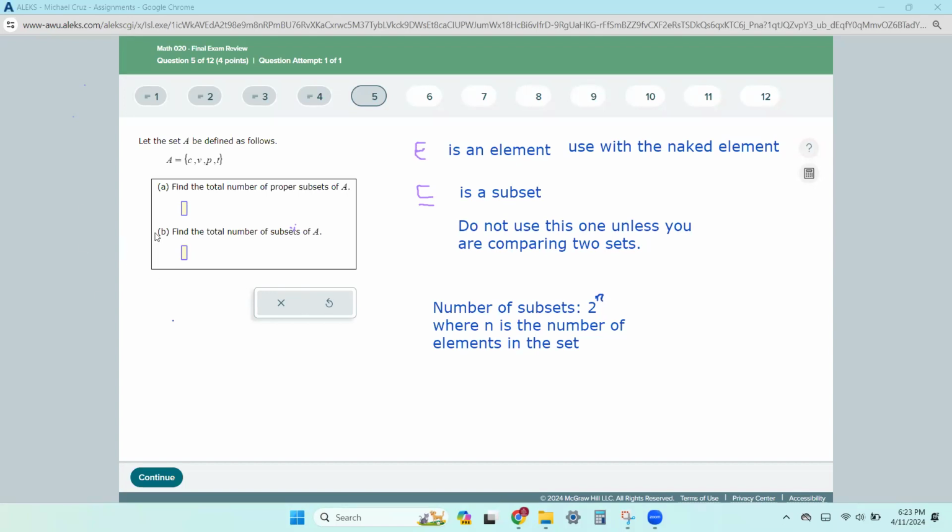Okay, so then for this one up here, A has got C, Y, P, and T in it. So the number of elements in A is equal to 4. So that's N. The fourth power. So 2 to the 4th power, 4 times 2 is 8, 8 times 2 is 16. In other words, that's 2 times 2 times 2 times 2.